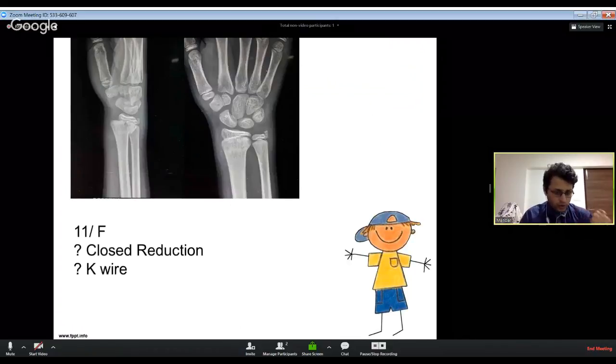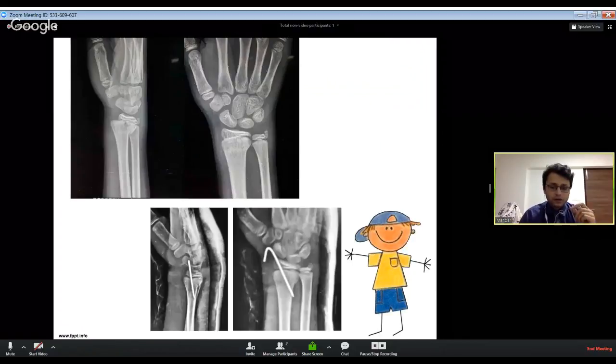Should we do a closed reduction, or should we do a K-wire fixation? K-wire fixation, in fact, can be of two types: through the physis or through the Thurston Holland fragment. But catching hold of that Thurston Holland fragment is not very simple. This was what was done: a single K-wire fixation of 1.5 millimeter diameter through the physis.